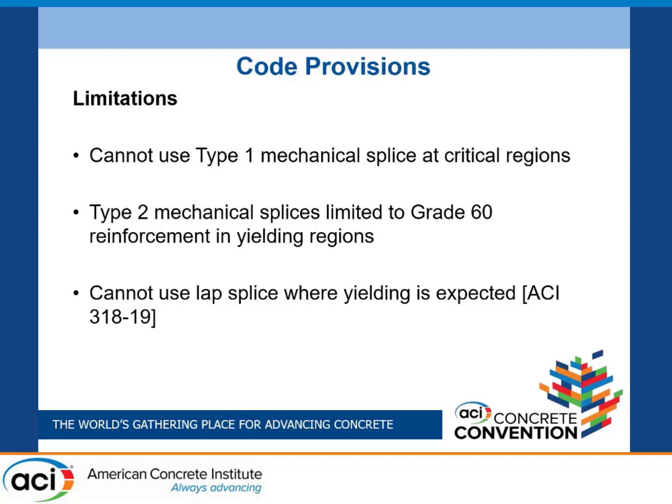We cannot use Type 1 splices with any grade of reinforcement in the critical regions. By critical regions, I am referring to the regions where the bars are expected to undergo inelastic deformations and yielding. We can use Type 2 mechanical splices, but only with grade 60 reinforcement, and we cannot use lap splices at all.